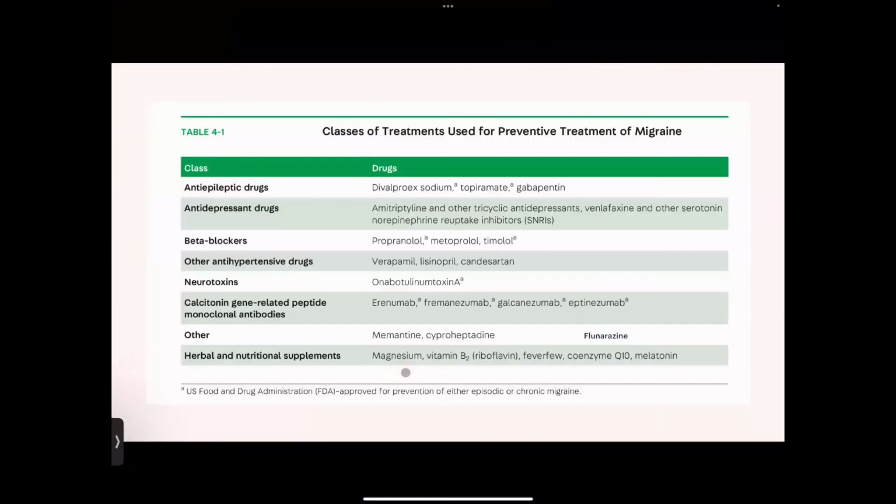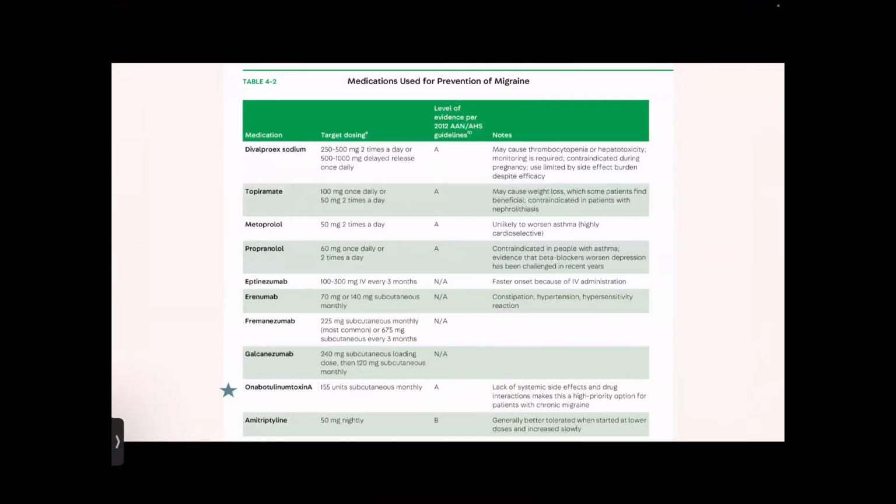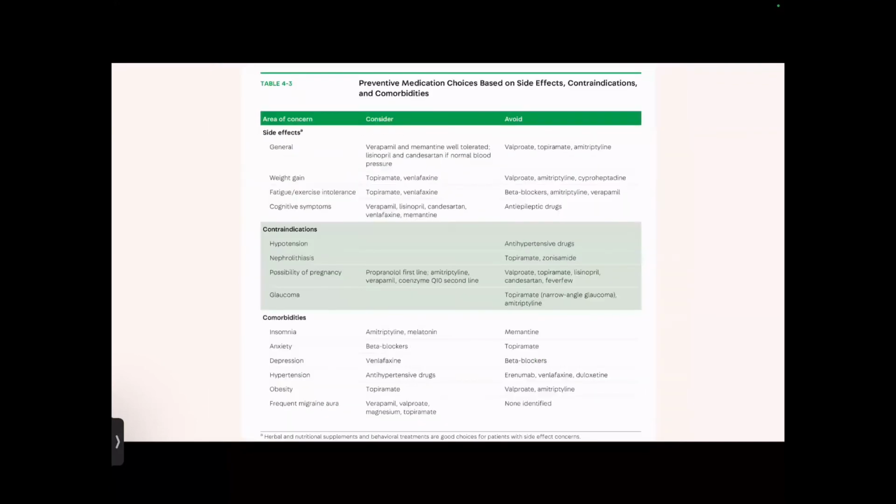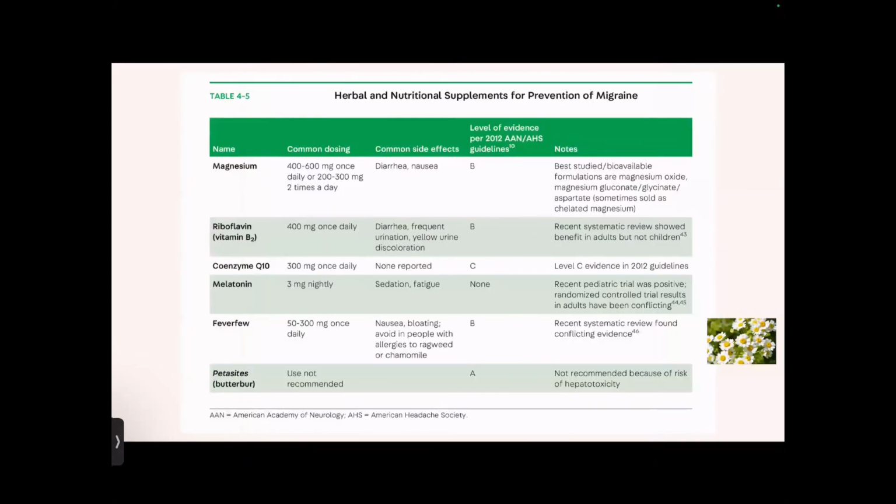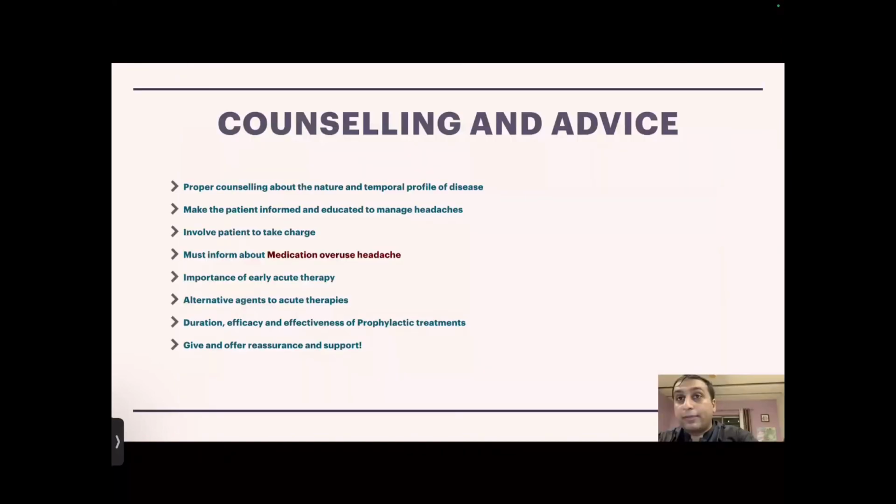CGRP, Dania is asking, it is calcitonin gene related peptide. So CGRP stands for that. These are the doses by which these drugs can be used, and you use them for their benefits and their side effects as well. The herbal and nutritional supplements, like we just mentioned.